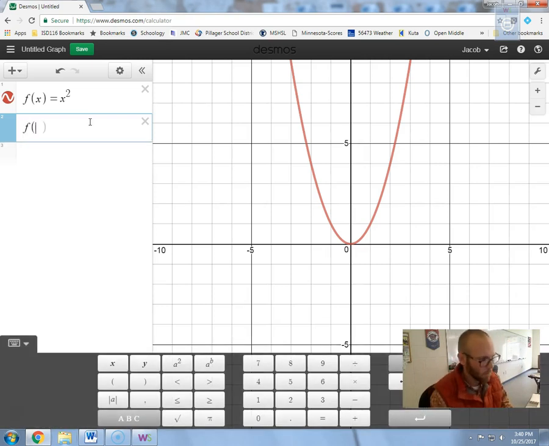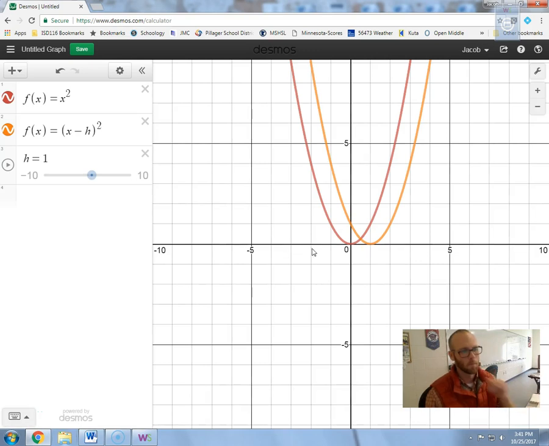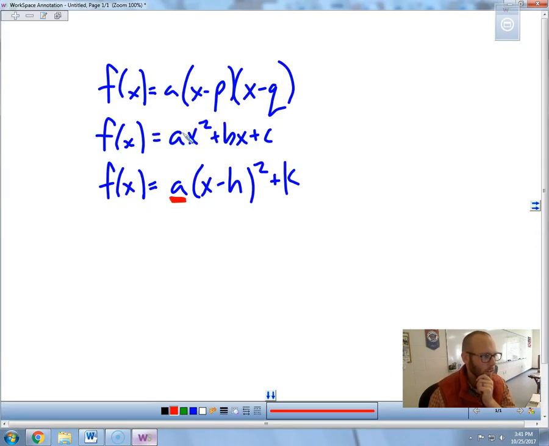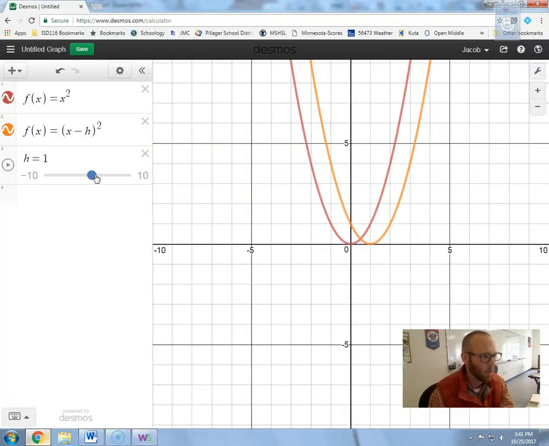Now, how about our h? So I have x squared. I know x minus h is in this vertex form. What happens as I change that value of h? Well, if h is 0, let's start with that one. If h is 0, x minus 0, that's just x. Notice it's the same as our parent function, that base function before we do anything to it.